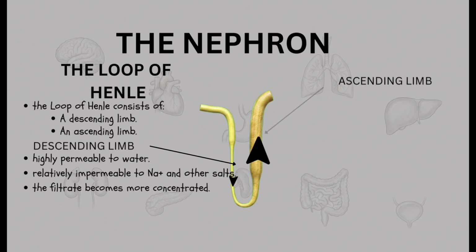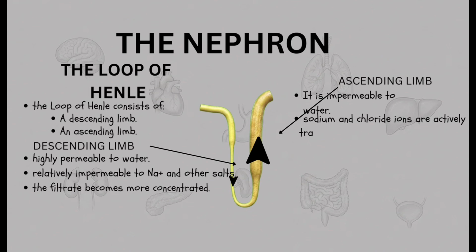Ascending limb of the loop of Henle. The ascending limb behaves differently. It is impermeable to water. However, sodium and chloride ions are actively transported out of the tubule. As a result, the filtrate becomes more dilute. This process plays a major role in helping the kidneys concentrate urine when necessary.